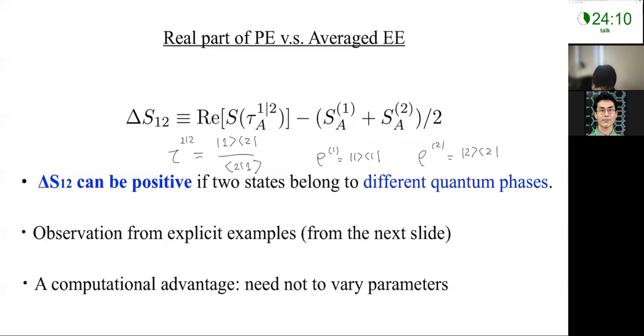And one advantage would be the following. Since if we use entanglement entropy as the order parameter, we need to vary the parameters. But in this case, we need just two parameter points to see whether this delta S12 is positive or not. So it may be a computational advantage. I'm not sure to what extent it's useful, but maybe it's an advantage.